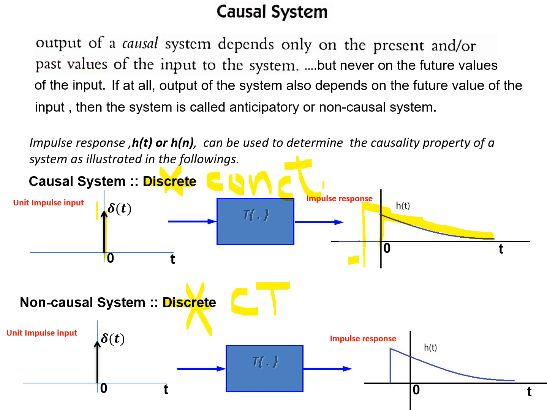Once again, applying the impulse at t equal to 0, you can see the output started well before 0. It anticipated that you are going to apply the input at t equal to 0. It started well before that. You don't ask me why, but this system's input-output relationship is like that. Output appears before the input. That means this system is non-causal, or anticipatory, for a CT system.